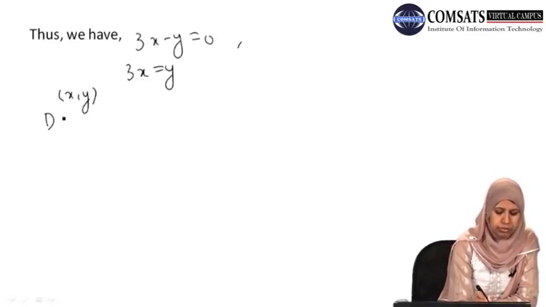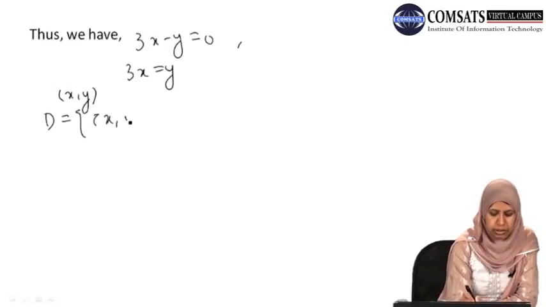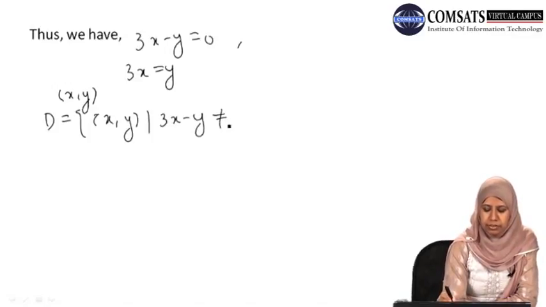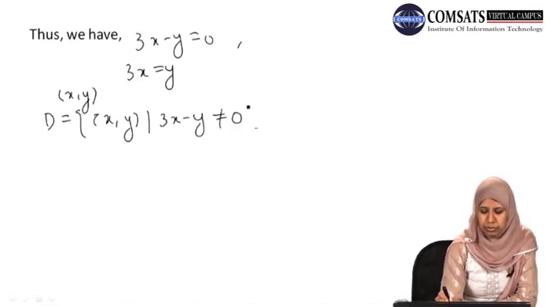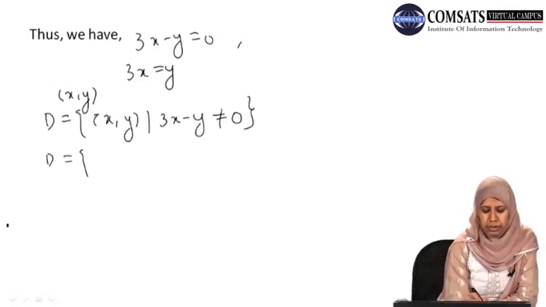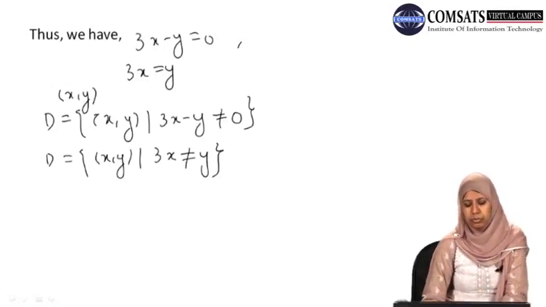So the domain will be, if you want to write, the ordered pairs x and y such that 3x minus y is different from 0. Or we can also write the domain as all ordered pairs x and y such that 3x is different from y.